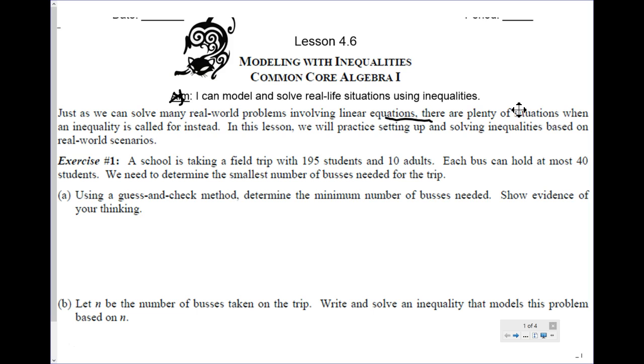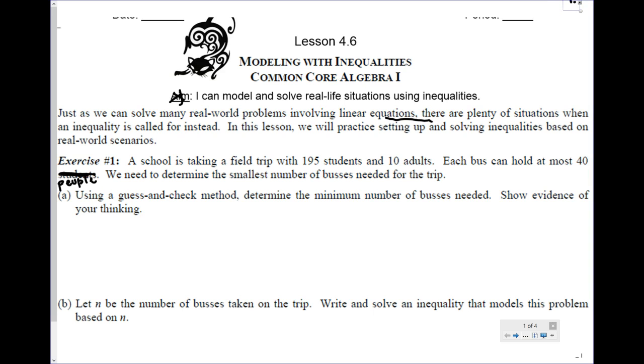So exercise 1 says, a school is taking a field trip with 195 students and 10 adults. Each bus can hold at most 40 students. This should say people. So on your paper, change this word to people. There's a typo, sorry. So each bus can hold at most 40 people. So the bus can't hold more than 40 people, okay? We need to determine the smallest number of buses needed for the trip.